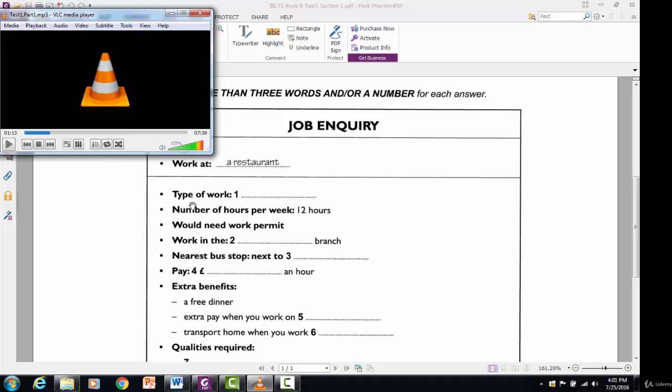Like they might say, a lawyer is the kind of job that I like to do. Right? There we have the word lawyer before the word kind of job. Or they could say, the kind of job that I would like to do is as a lawyer.